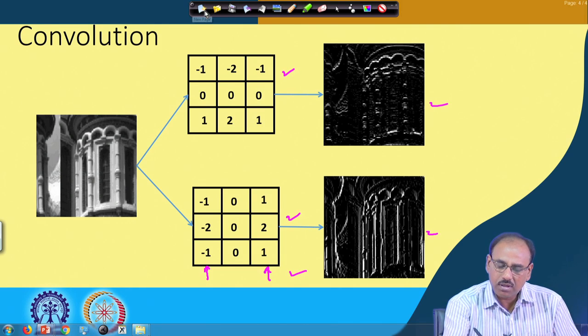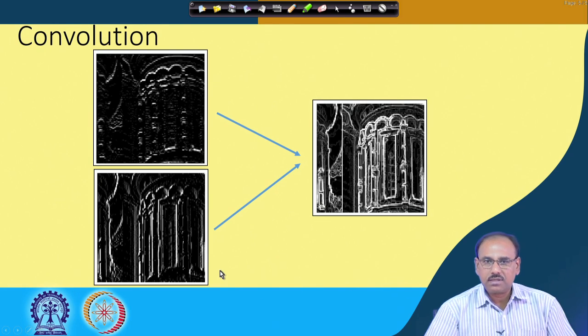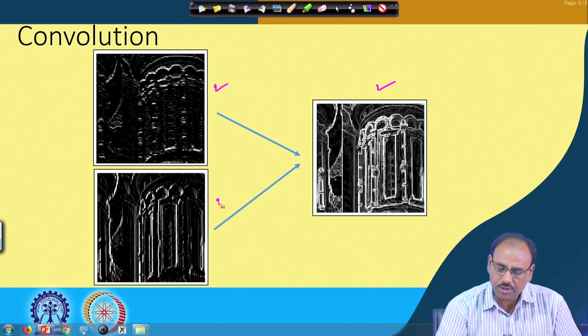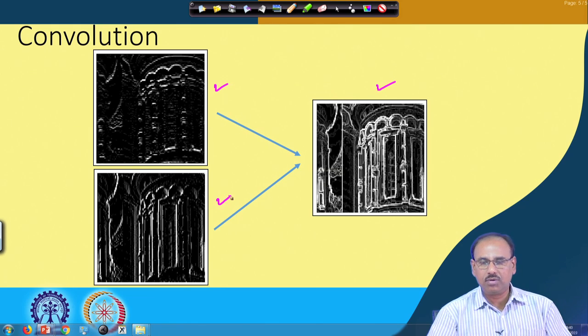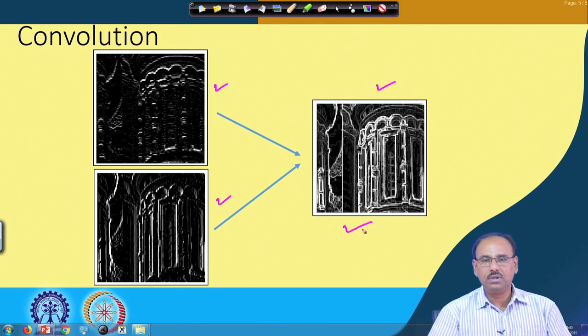And if you just combine these two outputs, then what you get is this. Here the output is just a combination of these two, merged together in some form, and you find that this particular output, the processed or convolved image, contains information of both vertical edges as well as horizontal edges.